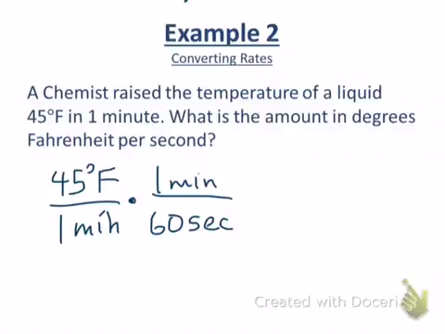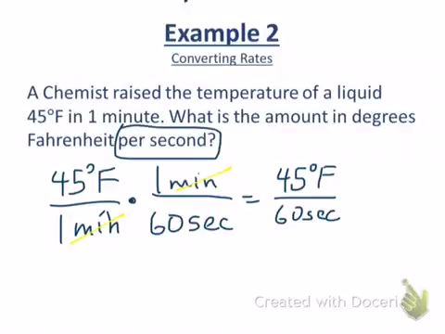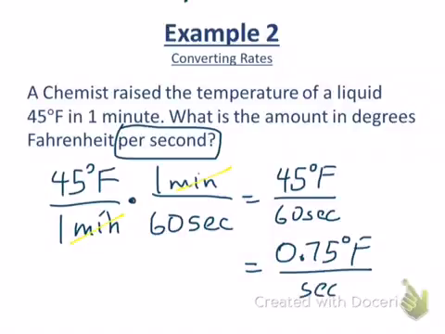And then what wants to happen happens here. Minutes cancel. And I'm left with 45 degrees Fahrenheit per 60 seconds. Now, is that the answer that they're asking for? No, because they want to know the amount per how many seconds? 1 second, right? So I need to convert this to a unit rate. 45 divided by 60 is what, Charlie? 0.75 degrees Fahrenheit per second. Okay?